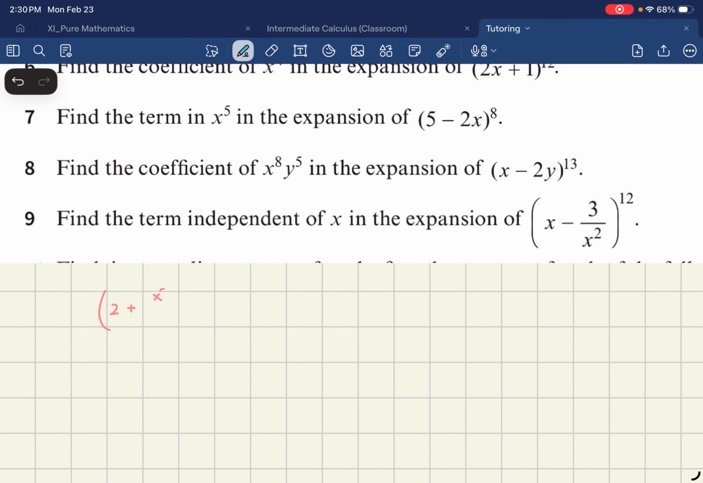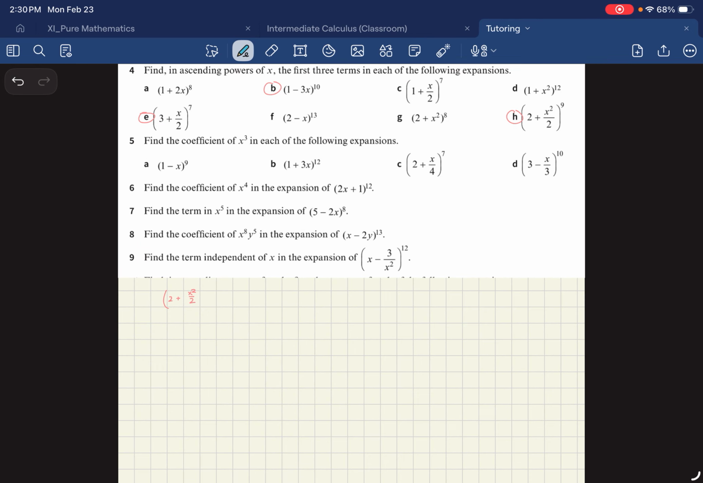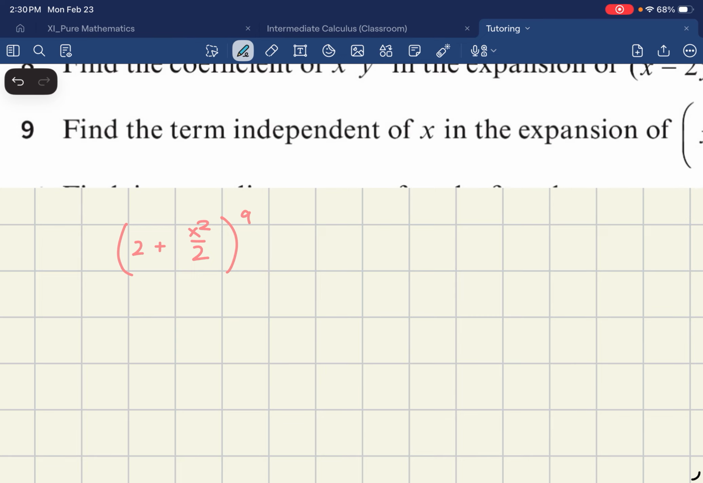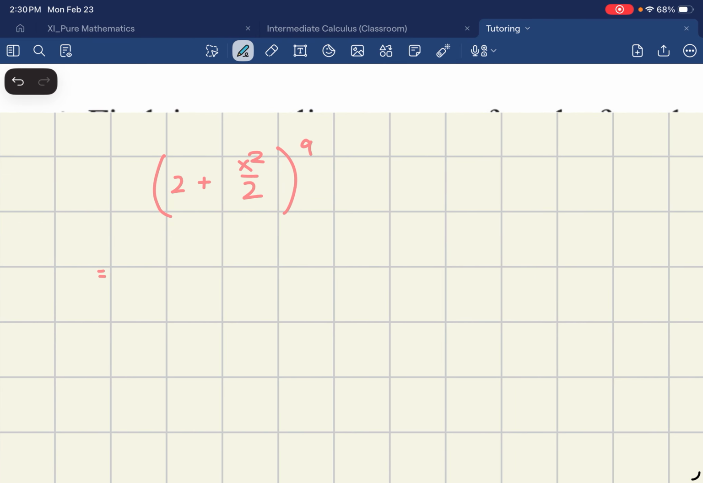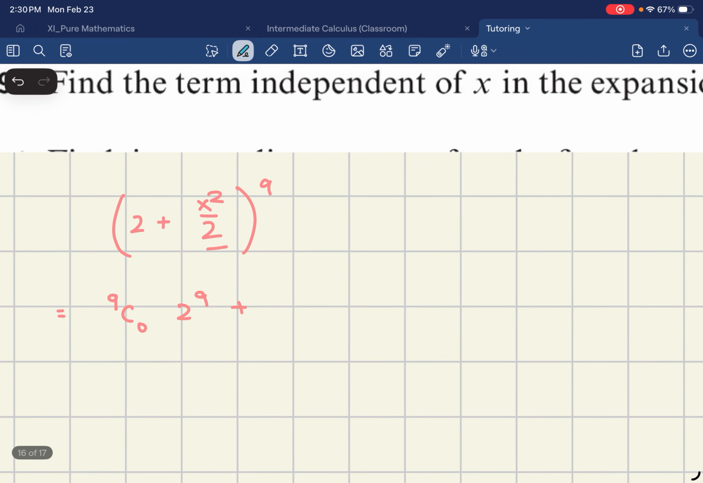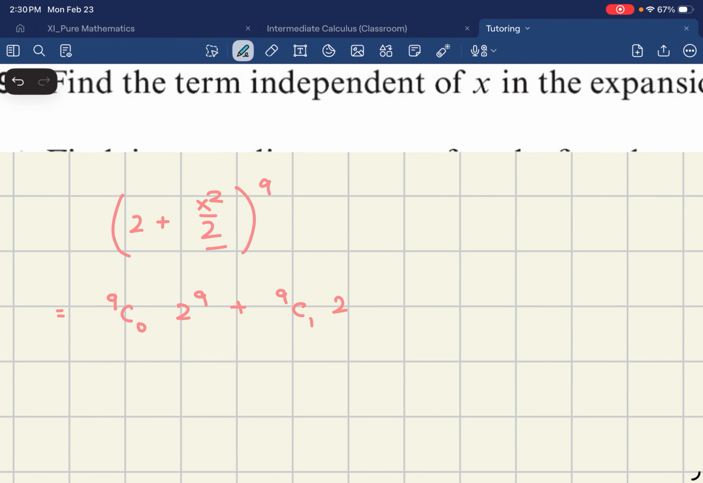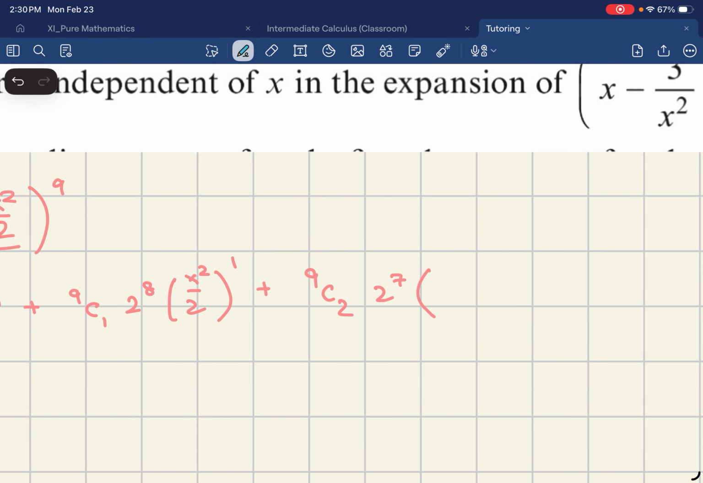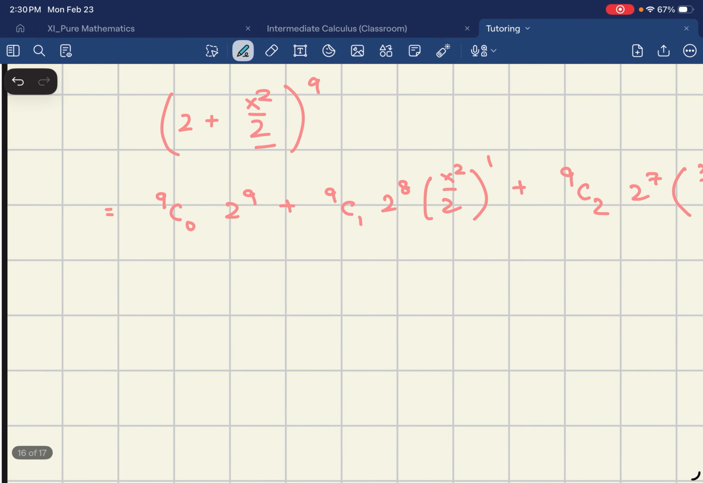2 plus x squared by 2 to the power 9. And we're going to do the same thing. 9C0, 2 to the power 9, and then the other is going to be raised to 0, which is just 1. I have 9C1, 2 to the power 8, x squared by 2 to the power 1. And finally, I have 9C2, 2 to the power 7, x squared over 2 to the power 2.